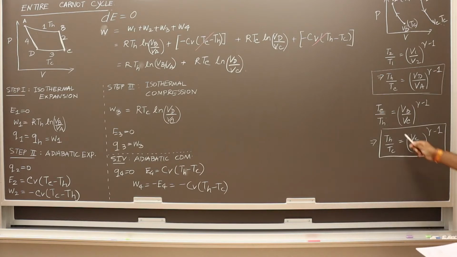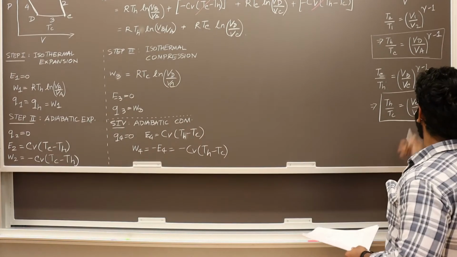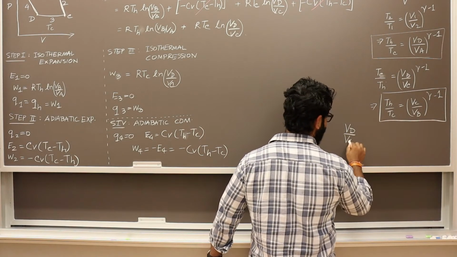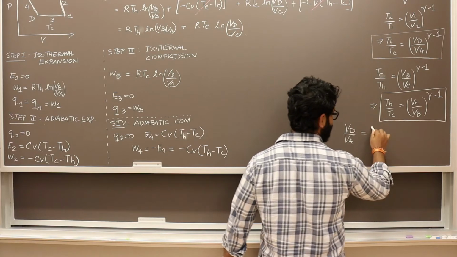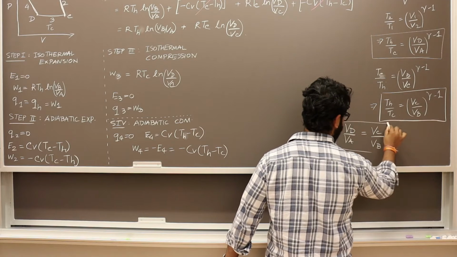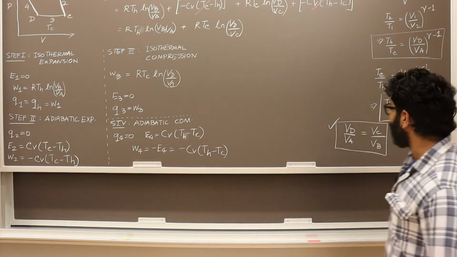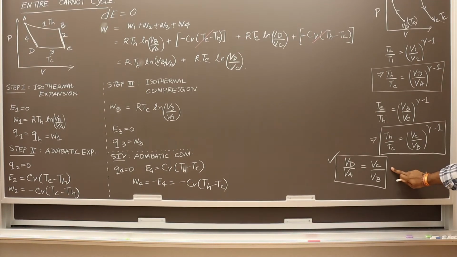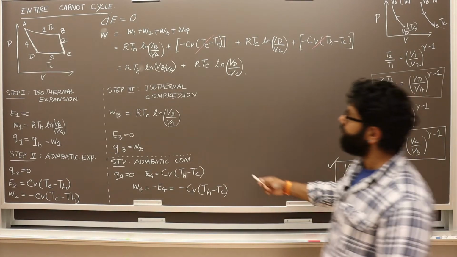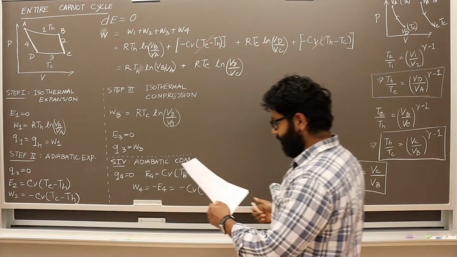Okay, so you see Th by Tc is equal to Vc by Vb to the power gamma minus 1, which equals Vd by Va to the power gamma minus 1. That means Vd by Va is equal to Vc by Vb. Okay, now can we use this to solve something over here? So we have Vd by Vc.